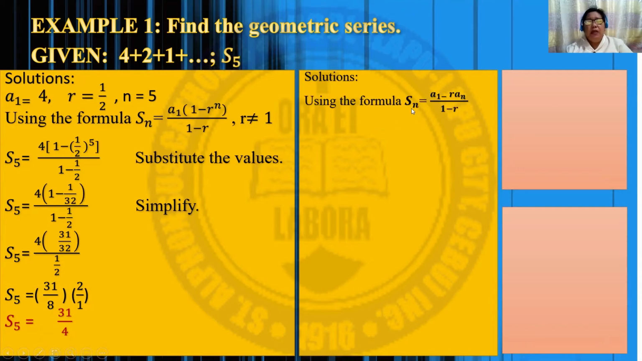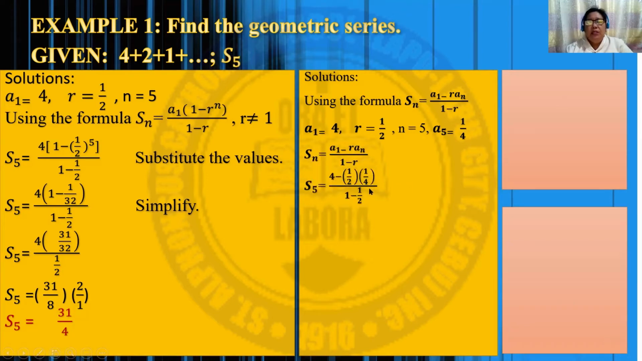Using the other formula, which is S sub n is equal to a sub 1 minus r times a sub n over 1 minus r. First term again is 4. The ratio is 1/2. n is 5. And the fifth term is 1/4. You can multiply the third term here by 1/2, and whatever the result, multiply it by 1/2 in order to get the fifth term, which is 1/4.